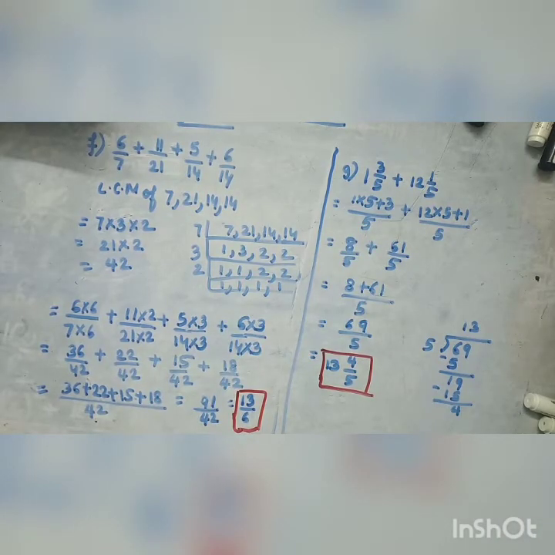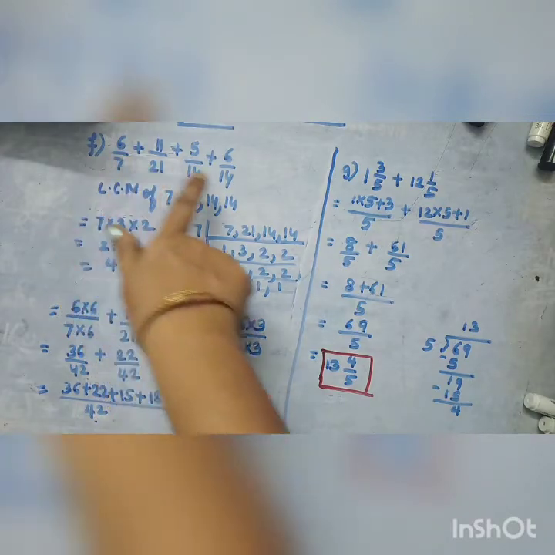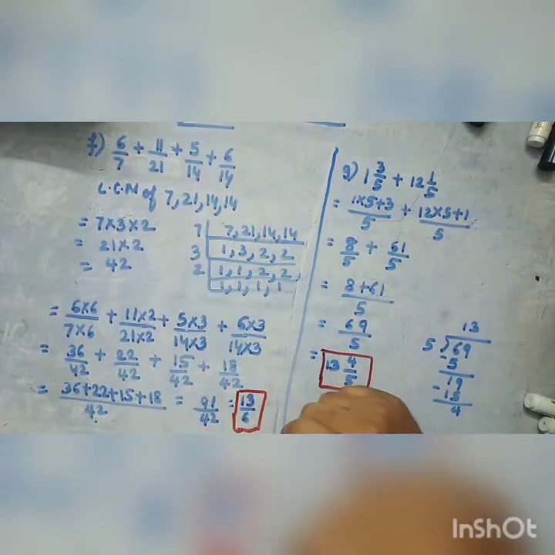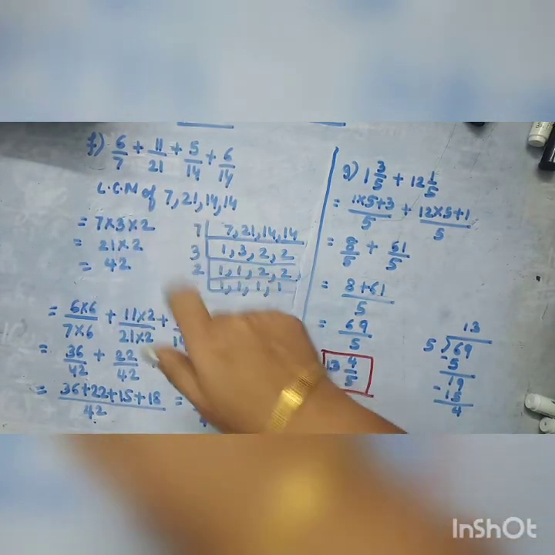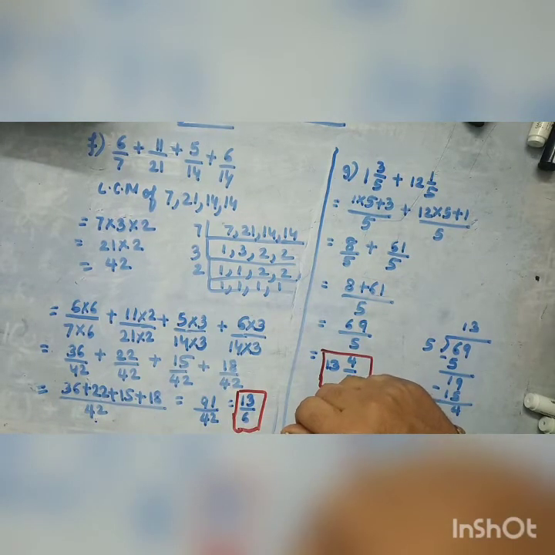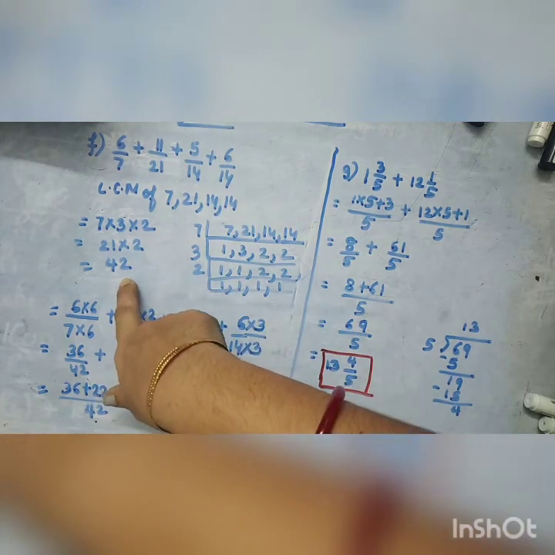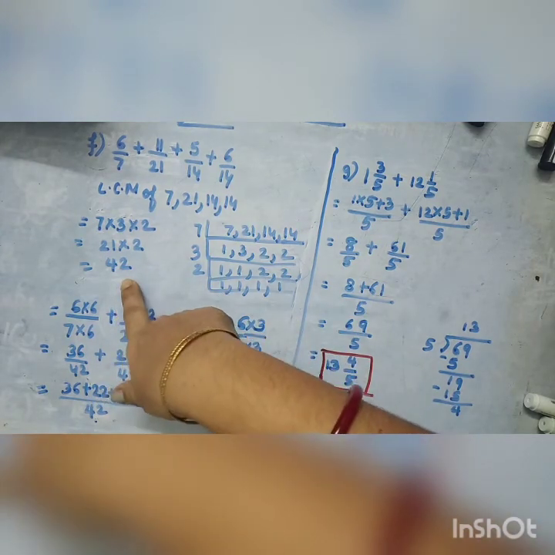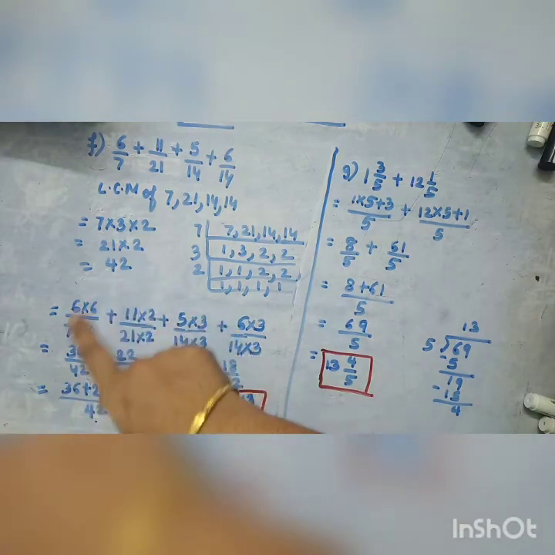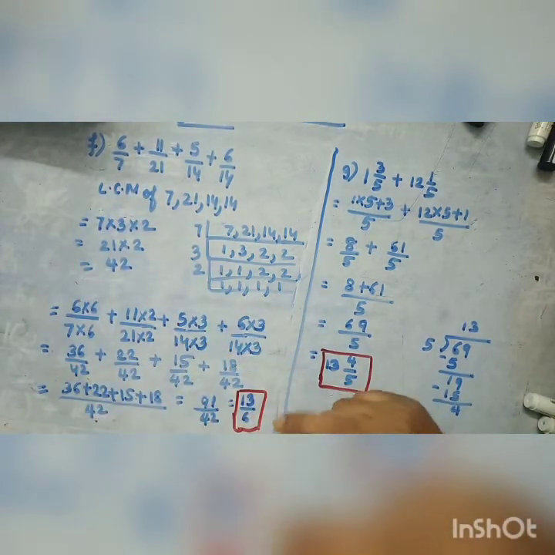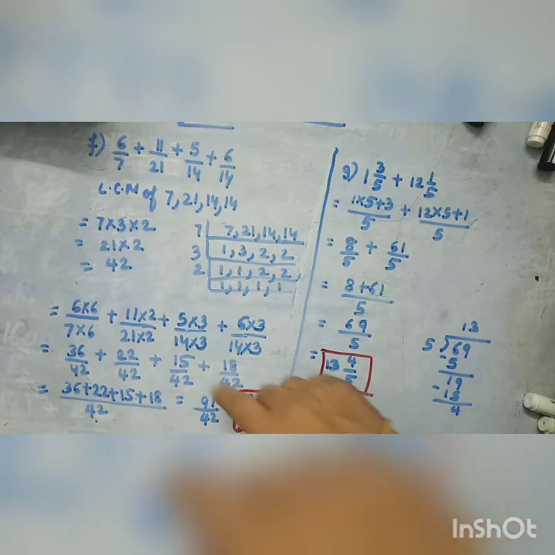Now see students, the F and G of question number 1. So here you can see that 4 numbers are given to you, 4 fractional numbers. So again you have to go for LCM of these 4 denominators. So see, I have done the LCM for you and it comes as 42. Now what I did is I have not taken the each factors, I have written all the factors together.